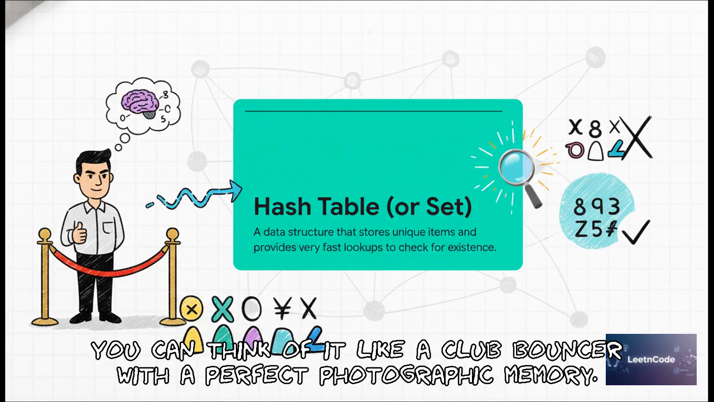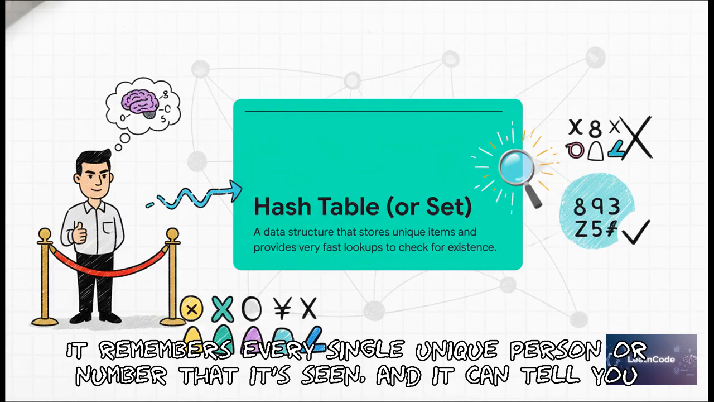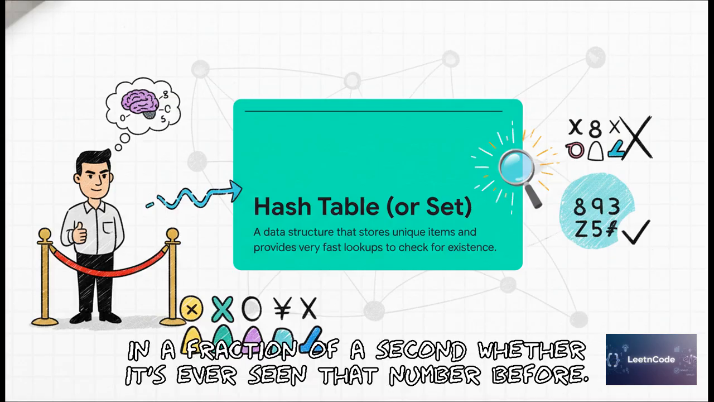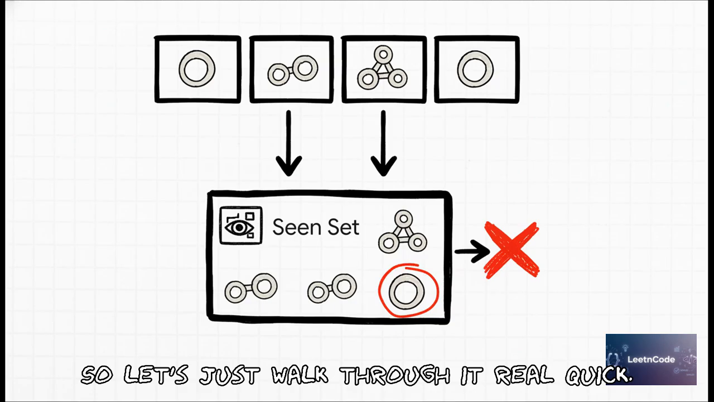You can think of it like a club bouncer with a perfect photographic memory. It remembers every single unique person or number that it's seen, and it can tell you in a fraction of a second whether it's ever seen that number before. So let's just walk through it real quick.